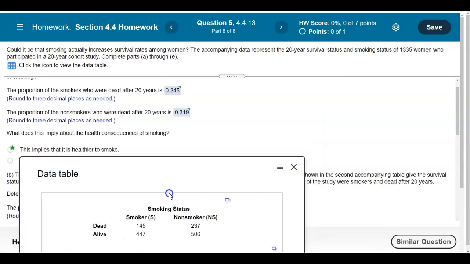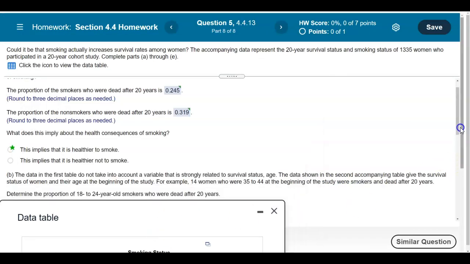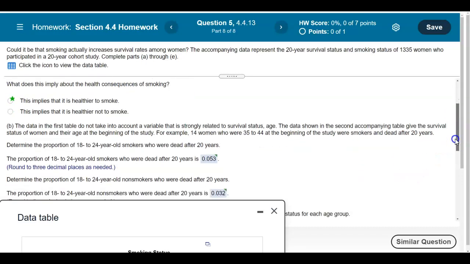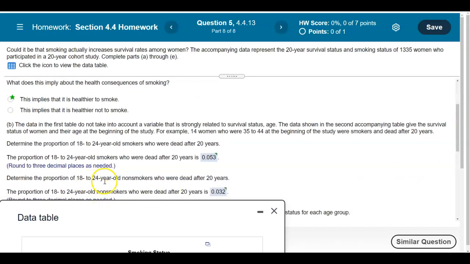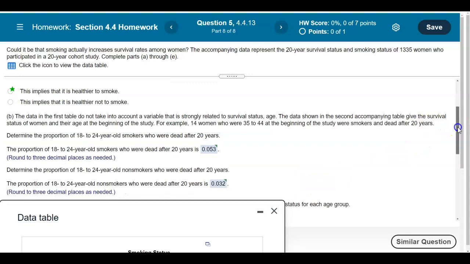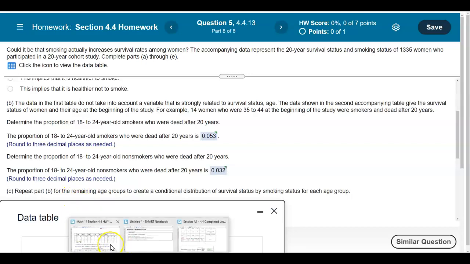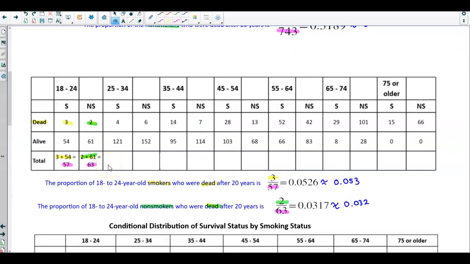So let's go ahead and put in our answers there. We get 0.053 for the proportion of 18 to 24-year-old smokers who were dead after 20 years. And then we also found that the proportion of 18 to 24-year-old non-smokers who were dead after 20 years was 0.032. Okay, so now before we go on to part C, we need to complete that table because we're going to need the rest of this information.